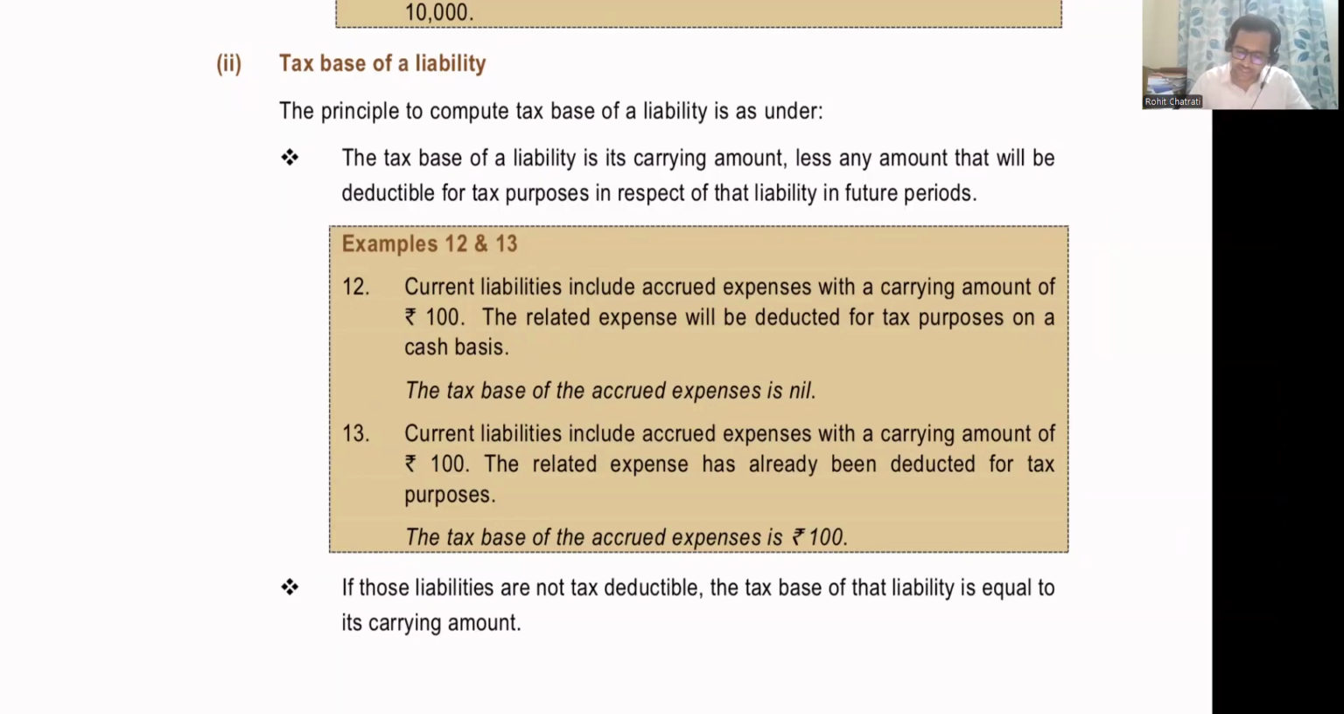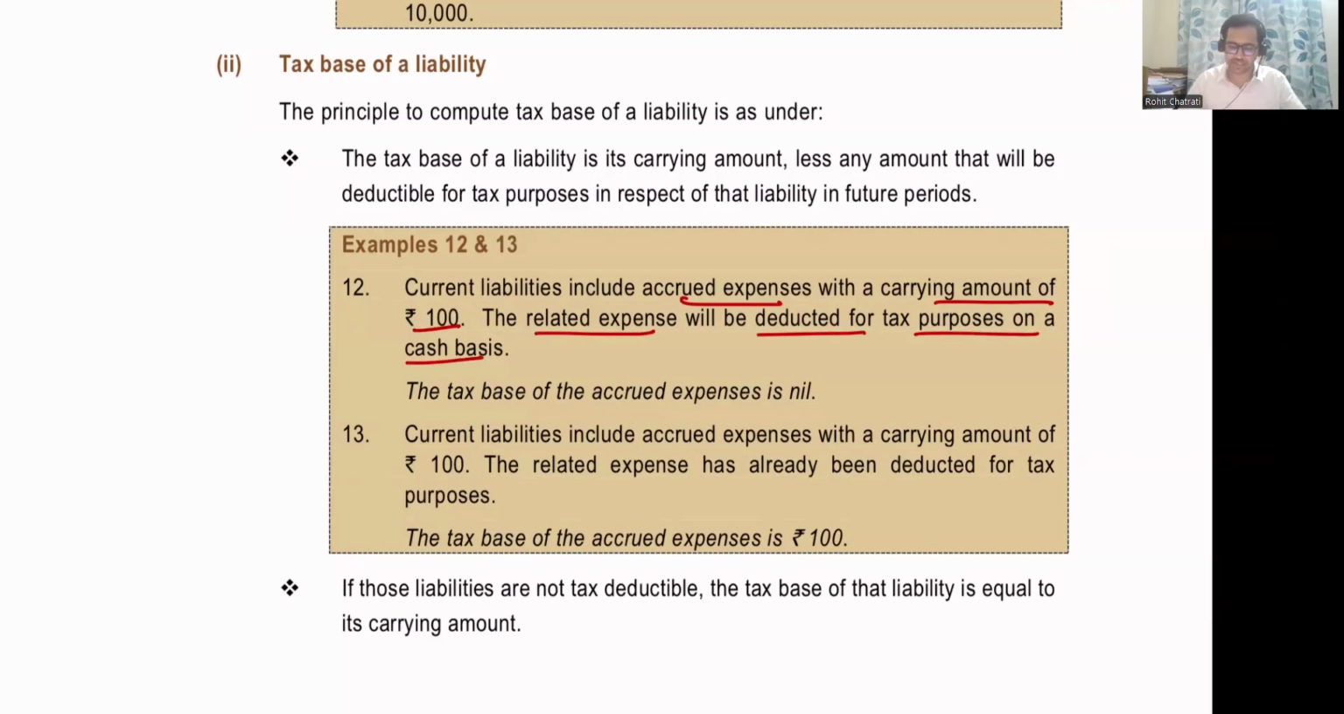Current liabilities include accrued expenses. All right. We're saying that the current liabilities include accrued expenses with a carrying amount of rupees 100. The related expense will be deducted for tax purposes on a cash basis.